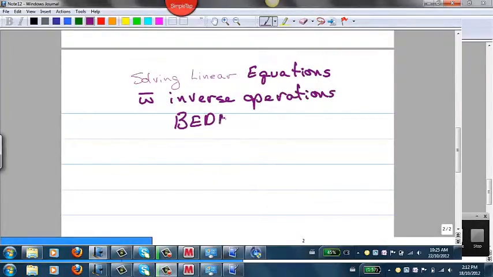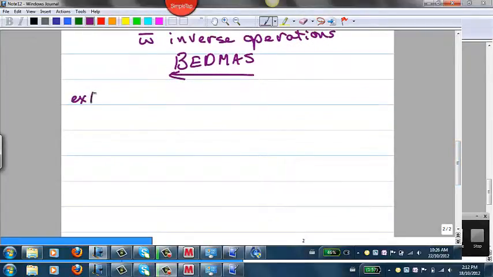Now, solving linear equations came from section 5.4. When we solve linear equations with inverse operations, we solve by using BEDMAS and going backwards. Everything is kind of the inverse.